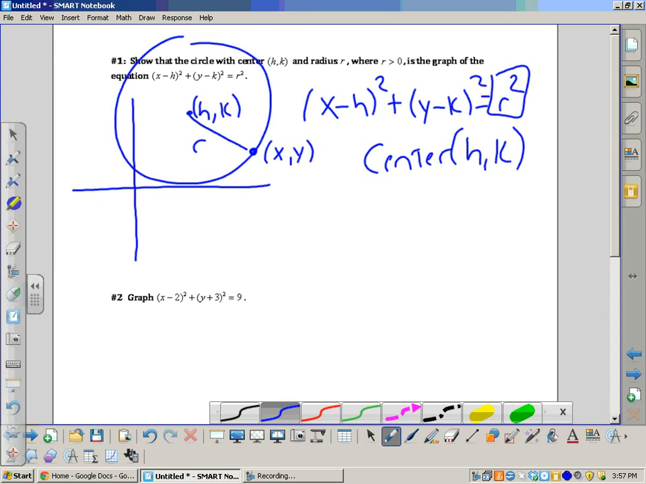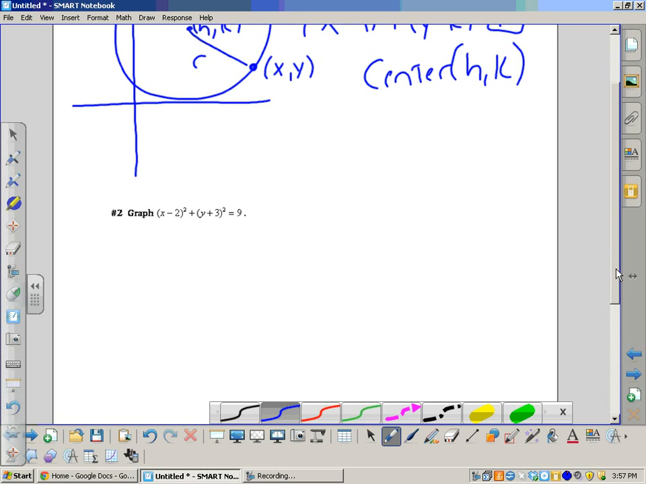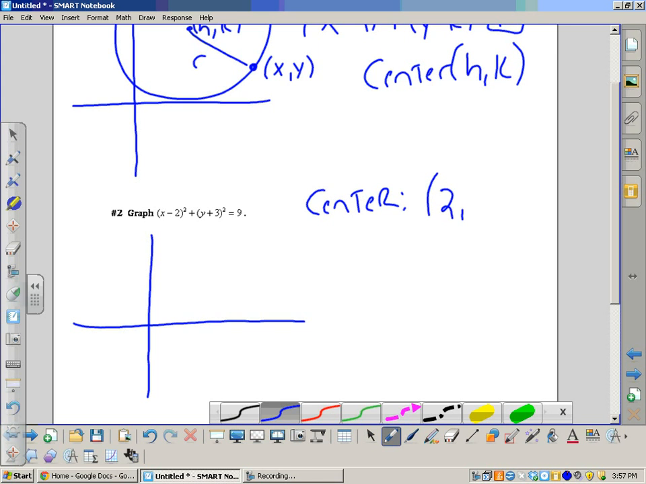And let's practice that. So in number 2, remember you can pause at any time. I know I've said that 1,000 times. Graph (x minus 2) squared plus (y plus 3) squared equals 9. So that's going to be another circle. The center is going to be 2 comma negative 3.